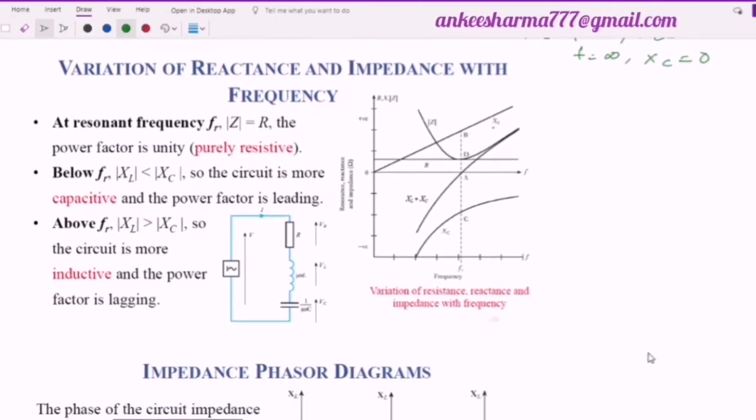Next one is the variation of reactance and impedance with frequency. Now we have already studied XL. We have also studied XC. Now two more important things are there. One is R, and the third one is Z. So let's discuss these curves also.